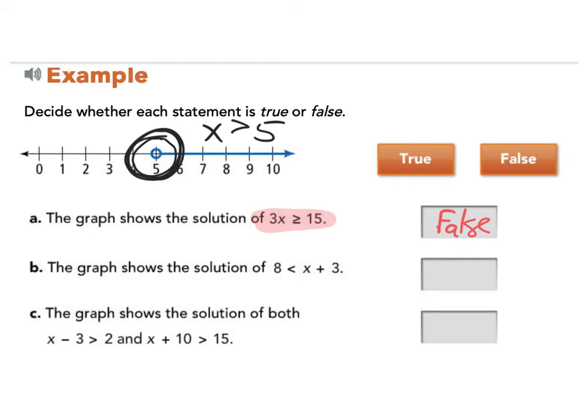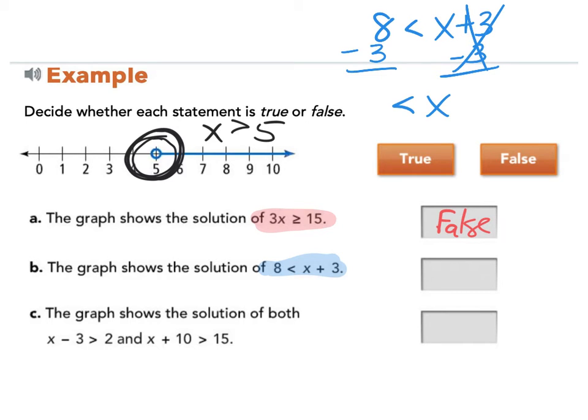Okay, let's do B. 8 is less than x plus 3. Okay, 8 less than x plus 3. Got to get the x all by itself. So to do that, you have to get rid of this plus 3. Well, what's the inverse or the opposite of adding 3? That's right, subtract 3 from both sides. On the right side, plus 3 minus 3, they cancel each other out. All you have left is x. On the left side, 8 minus 3 is 5.